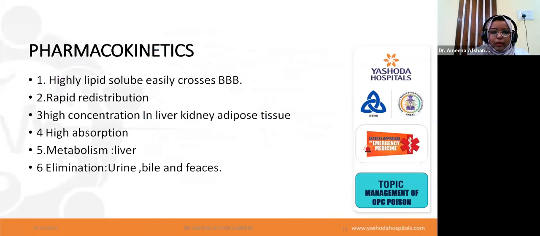So a brief note about pharmacokinetics. They are highly lipid soluble, so they easily cross the blood-brain barrier. They have a rapid redistribution. Why is this point important?